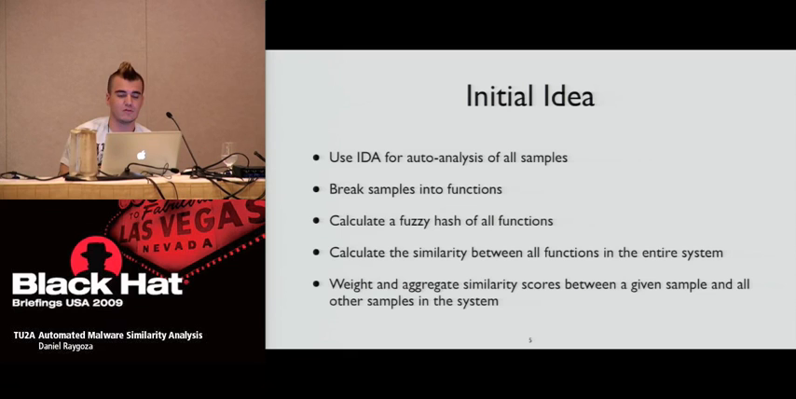So this is the spoiler slide, telling you the initial idea I started working with: use IDA for auto-analysis of all the samples and break them down into components that can be individually compared, so functions in this case. I realize there are some problems there. Auto-analysis in IDA isn't perfect. It's actually kind of screwed up. But truth be told, that's pretty much the best we have right now, and there are other ways you can address that, which I'll go into a little later on.